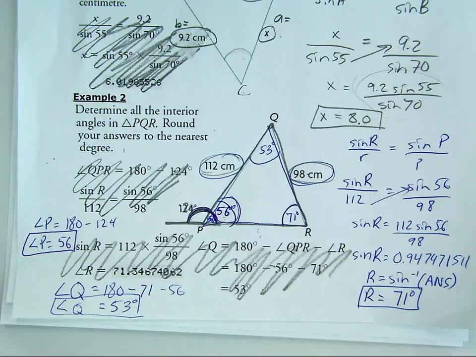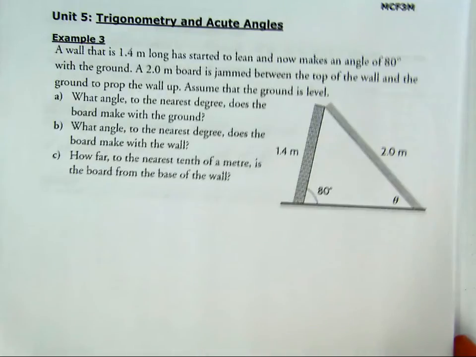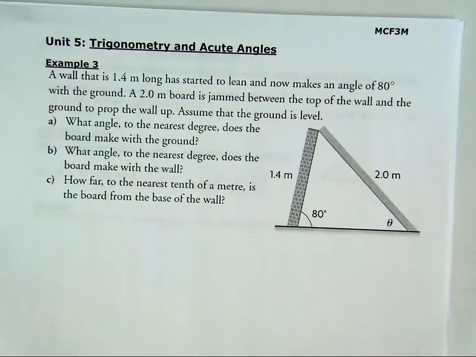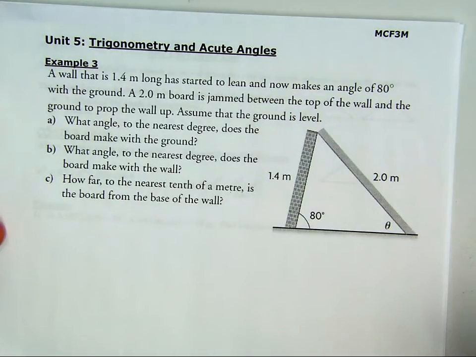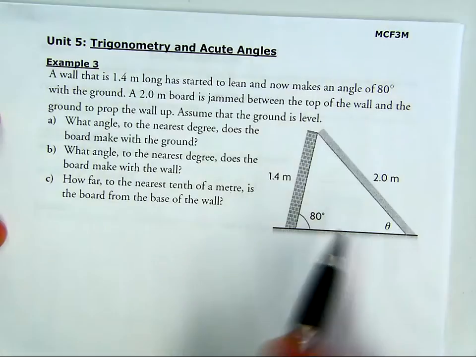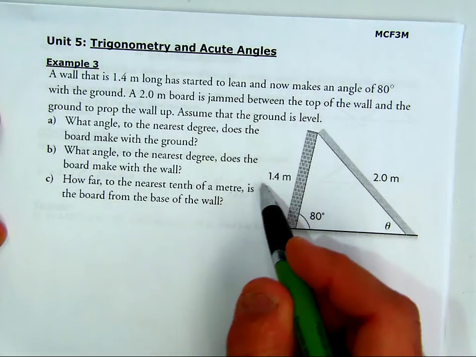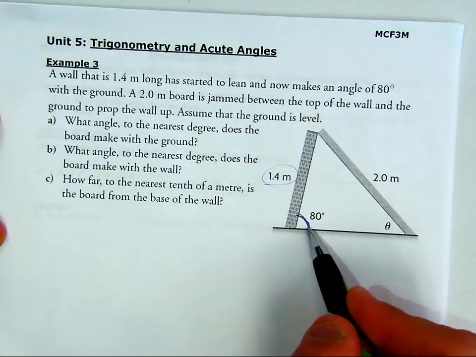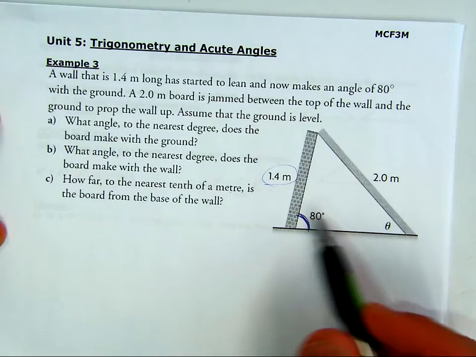So that's it there. And so if I take a look at the second part of the lesson, it says example 3 here. A wall that is 1.4 meters long has started to lean over, okay, and now makes an angle of 80 degrees with the ground. Now, I give you a picture of this. This is the wall starting to bend over. It's 1.4 meters tall, and it now makes 80 degrees with the ground. So you could have come up with this drawing already.